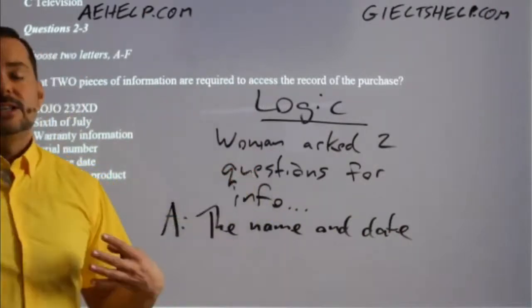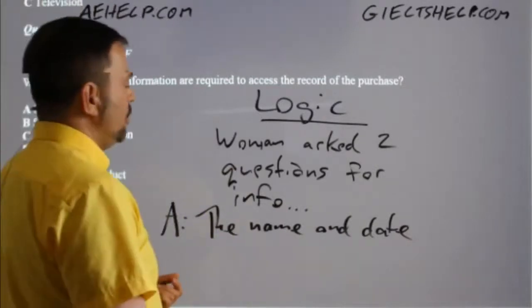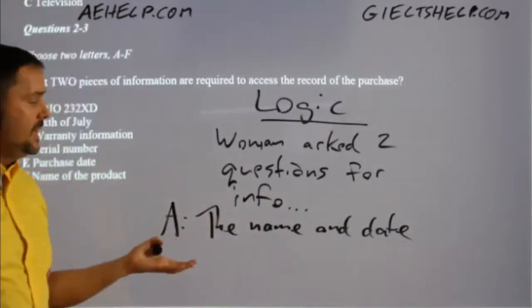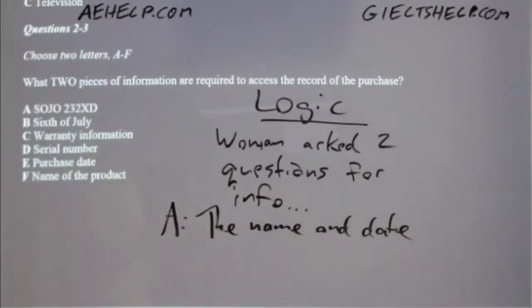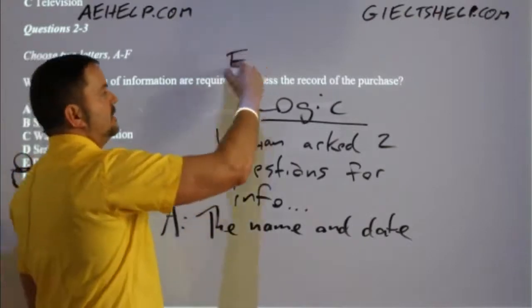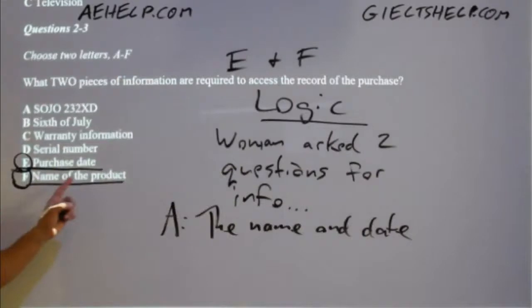The woman says, when did you buy it? And the man says, July 6th. And then the woman says, okay, and what is it? Right? And the man says it was a computer monitor. So the correct answers are F and E, the purchase date and the name of the product. So here E and F are needed, okay? The name of the product and the purchase date.